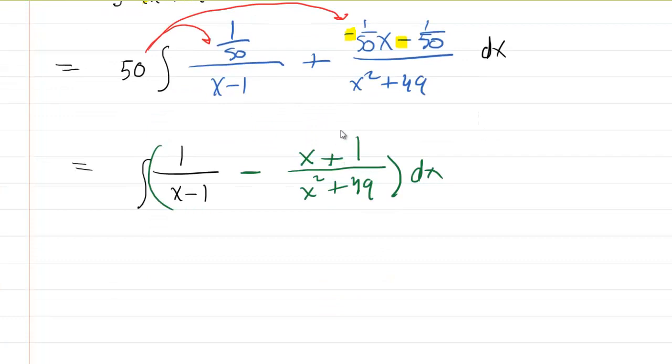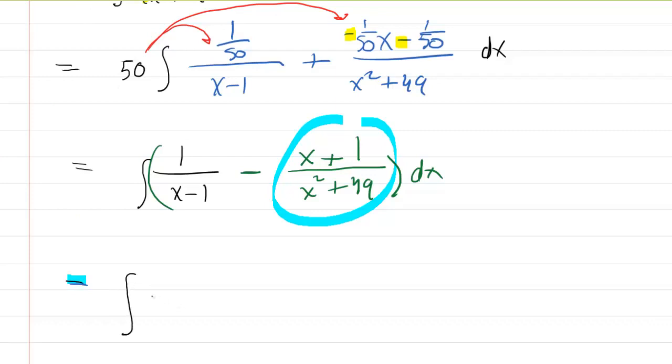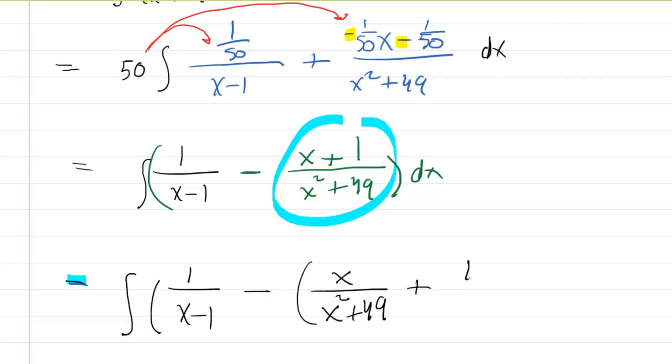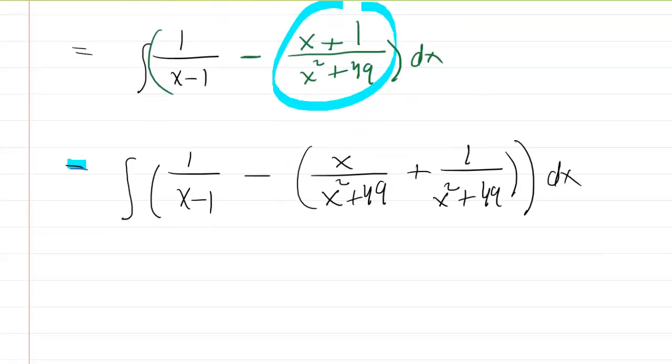For this second term right here, what you'll often have to do is split that up into two separate fractions yet again. But you don't have to go through partial fractions. You're going to have 1 over x minus 1 minus, and then you'll put the x over the x squared plus 49, and then plus 1 over x squared plus 49, like so. So now you have 3 expressions. It's a 3-for-1 special, and you have to integrate each one of them. 2 of them would be amenable to u substitution.